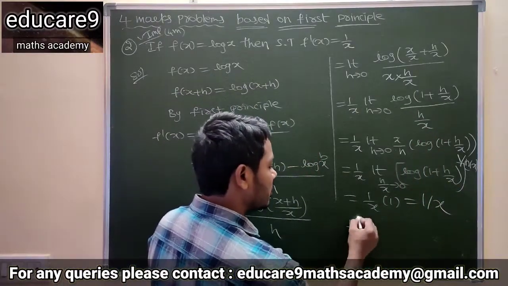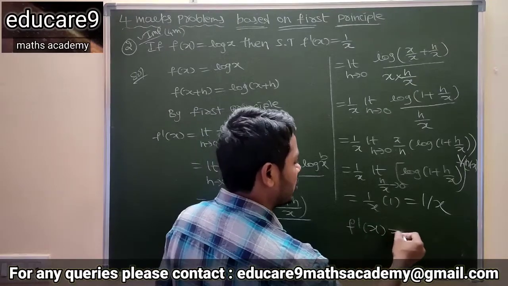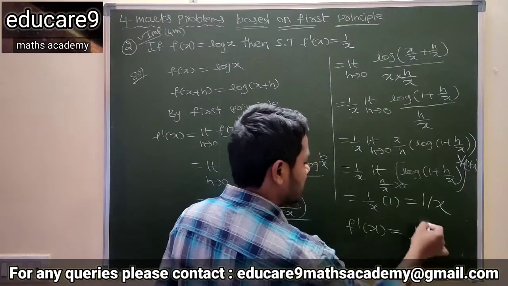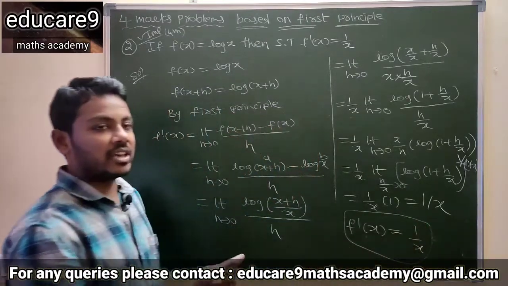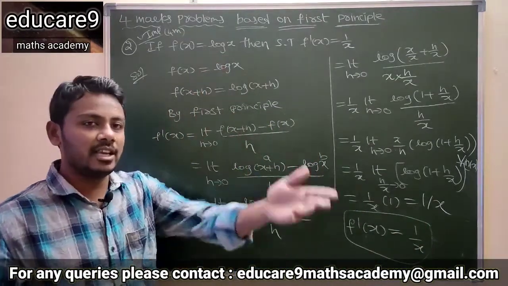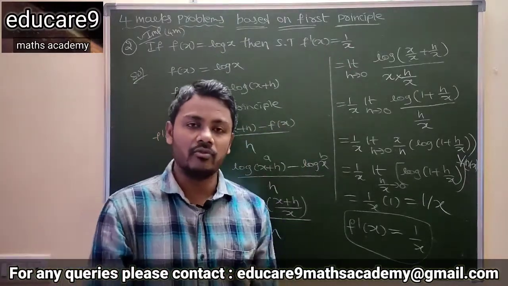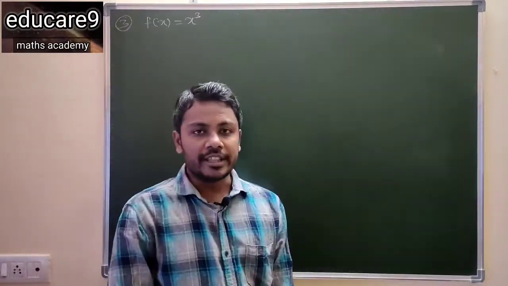Now, therefore, derivative of log x is what? 1 by x. If the given function is log x, then its derivative is 1 by x. So this is one of the formulas. So see the next problem.